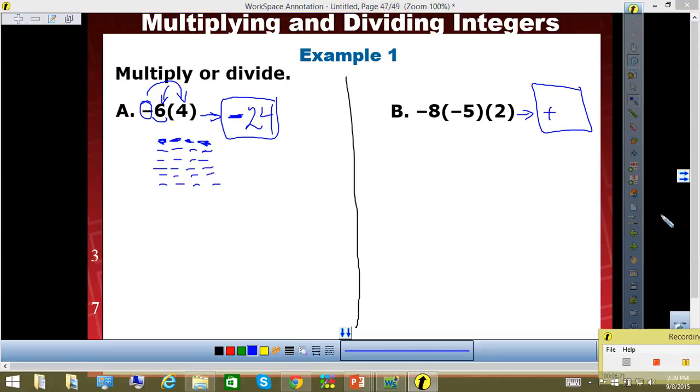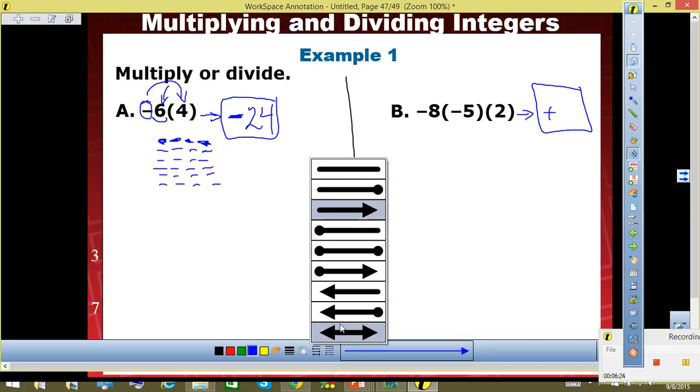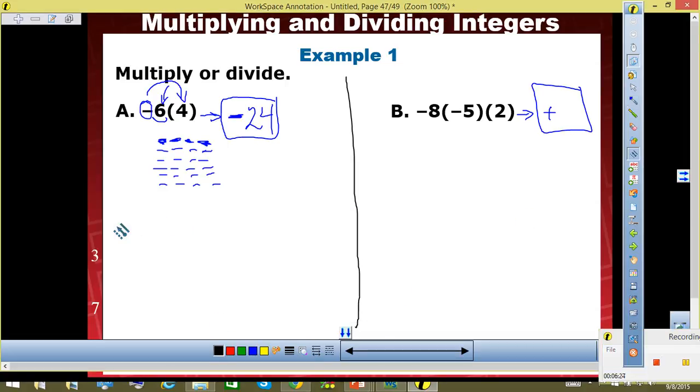Okay. Next, the second method is using the number line. I'm going to use the number line, so I draw my number line here.